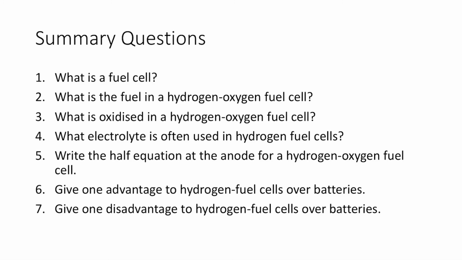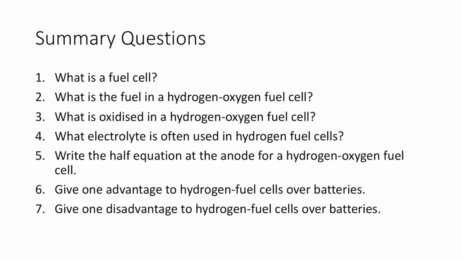Okay, so what is a fuel cell for number one? Well, a fuel cell is where a fuel and oxygen are supplied from external sources. The fuel is oxidized and therefore a potential difference or an electric current is produced. Okay, so if fuel and oxygen are supplied from external sources, the fuel is oxidized and a potential difference or electric current is produced.